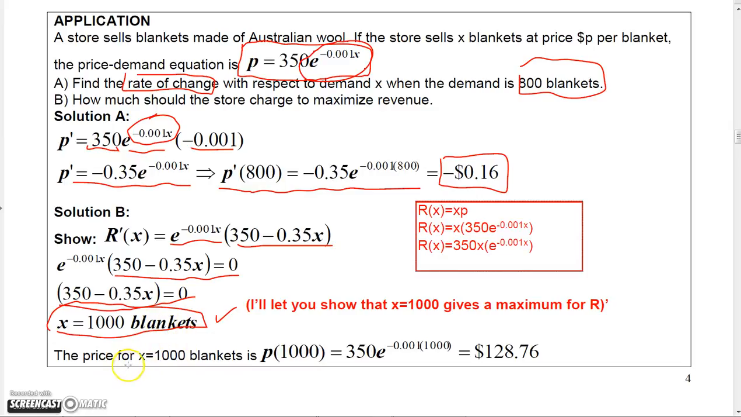So to get the price, I have to take this 1,000 and plug it back into the price function. So I actually get 350 times e to the negative 0.001 times 1,000, and that gives me $128.76. So that's the price that should be charged in order to maximize revenue. So price $128.76, and then 1,000 blankets, and there you go.